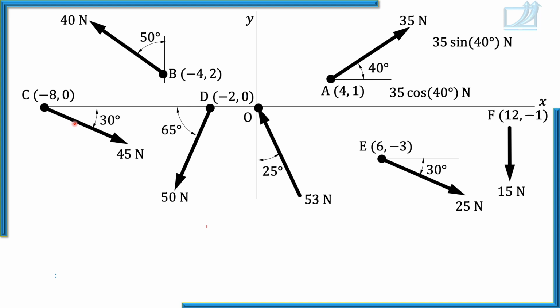What is the horizontal direction of this 45 Newton force? Rightwards. What is the horizontal direction of this 50 Newton force? Leftwards. What is the horizontal direction of this 25 Newton force? Rightwards. What is the horizontal direction of the 53 Newton force? It is leftwards. And the horizontal direction of the 15 Newton force, so this 15 Newton force is neither rightwards nor leftwards.